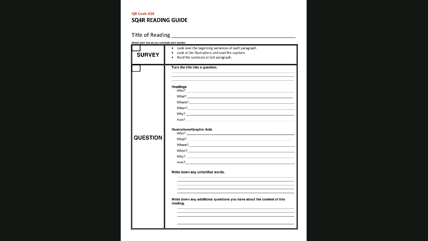It says turn the title into a question. So say we're reading a passage titled The Lottery. Maybe I can turn that title into a question, saying, what is the lottery? Who can win the lottery? How do I take part in the lottery? Okay, that's a way you can turn that title into a question. And in turning that title into a question, now it begins your brain thinking about different stuff of that nature.